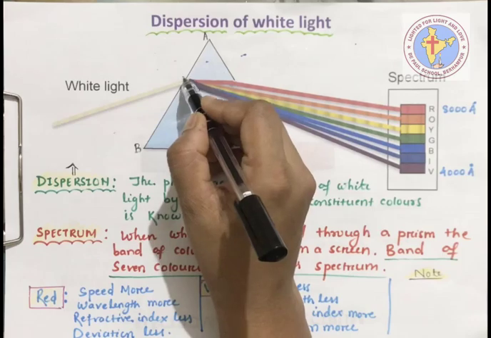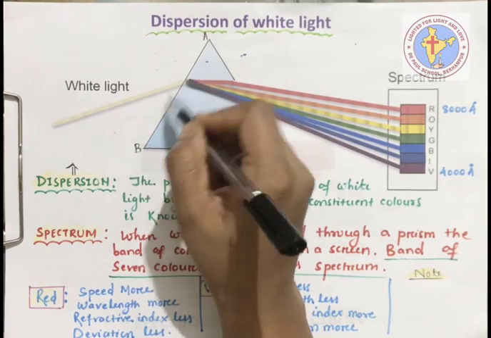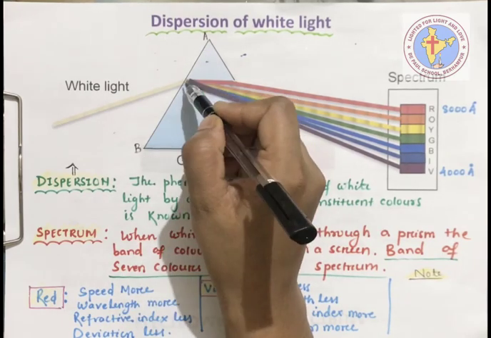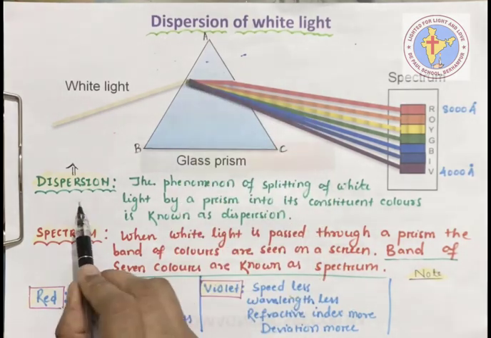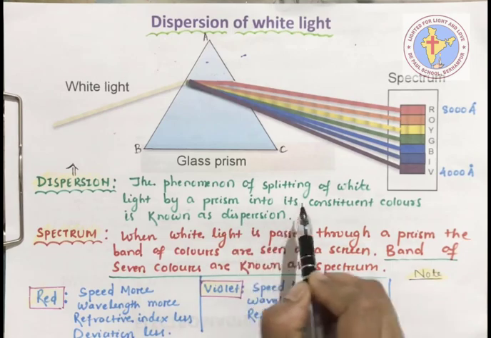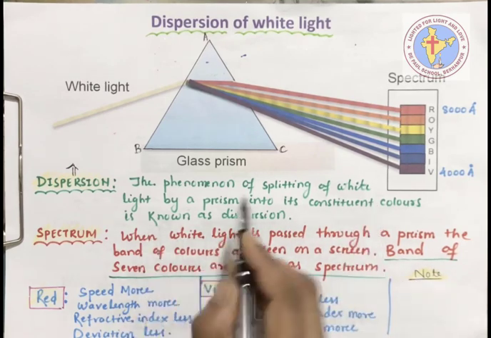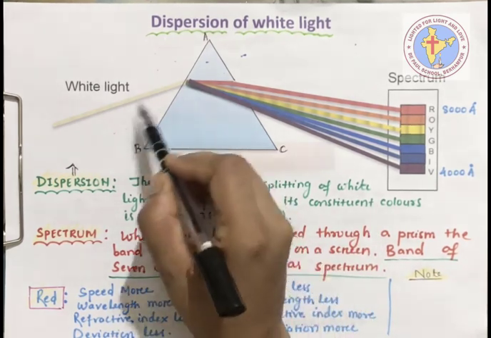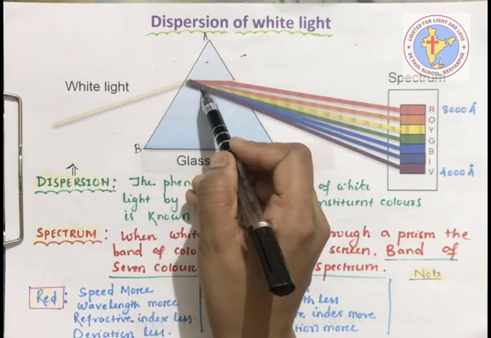This phenomenon is known as dispersion. So we can say that on this surface AB, dispersion took place. So what do you mean by dispersion? The phenomenon of splitting of white light by a prism into its constituent colors is known as dispersion. Here the white light is getting split into 7 colors.